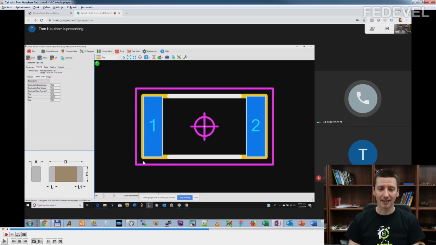So to actually create a good footprint, you should include all these kinds of parameters into the footprint. So not only the toe, heel, and side, but also all the tolerances. And I'm going to play again a little bit from this software because Tom nicely explains in this software how these tolerances influence the size of the footprint.